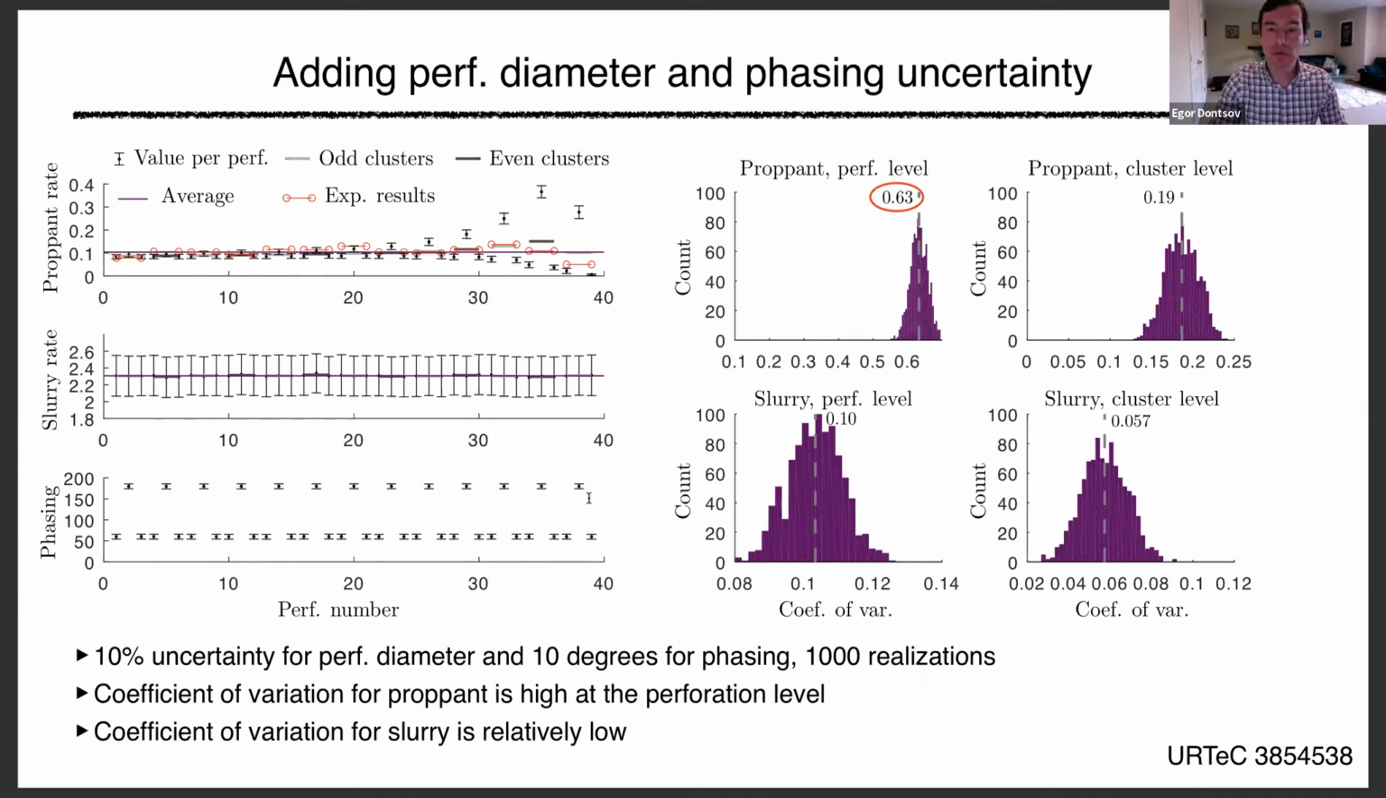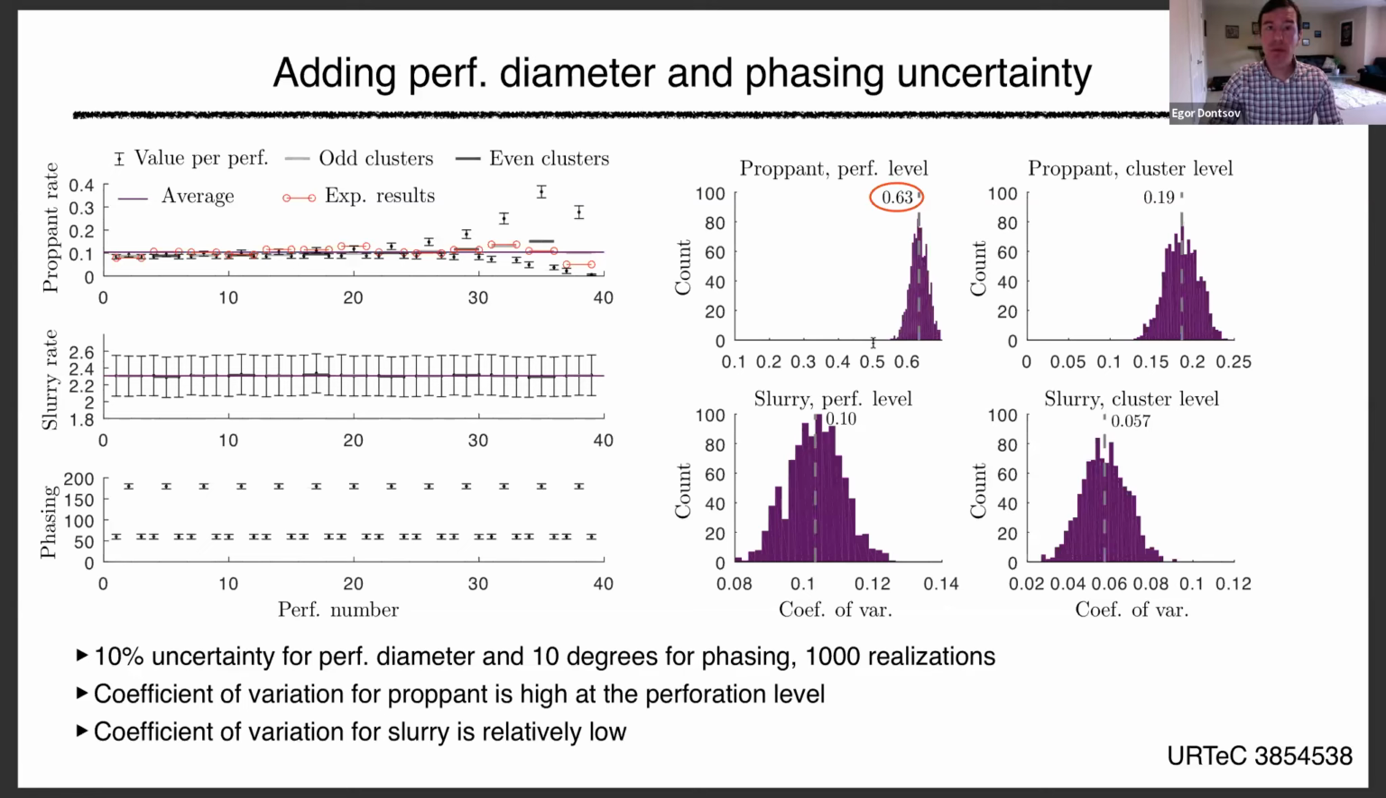We plotted the coefficient of variation for proppant distribution at the perforation level. We take all the perforations, like 39 of them, and take the standard deviation divided by the mean. That is your coefficient of variation at the perf level. We do it for proppant and for slurry, and then at the cluster level, when we average over the cluster. Each simulation represents a point on this histogram. We want to see whether this uncertainty is actually important or not, and then we plot the error bars against slurry rate and phasing.